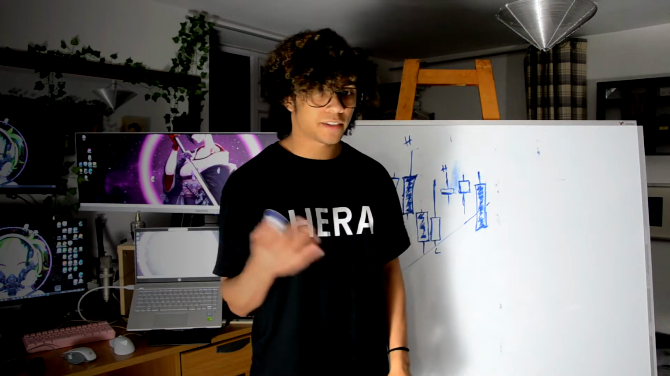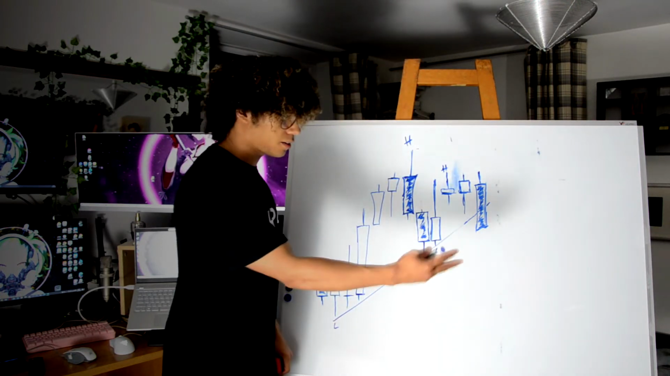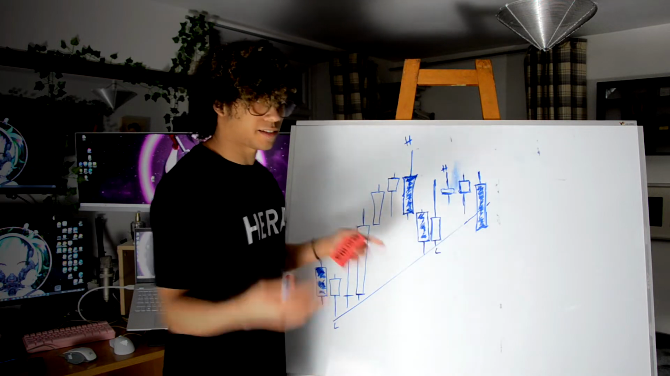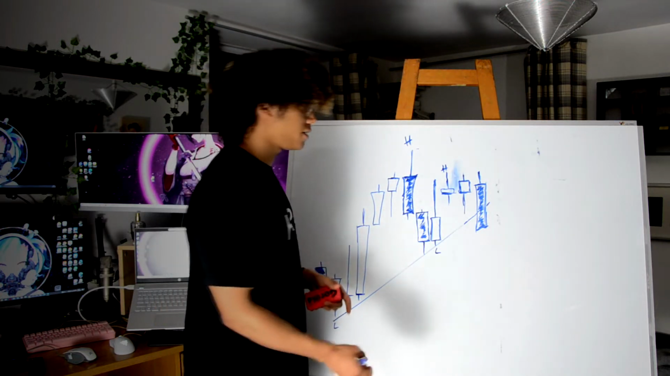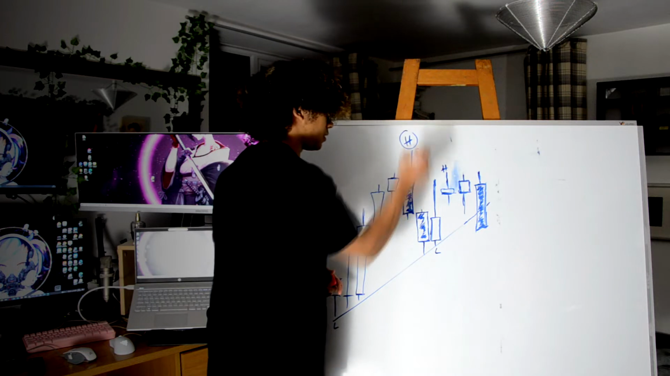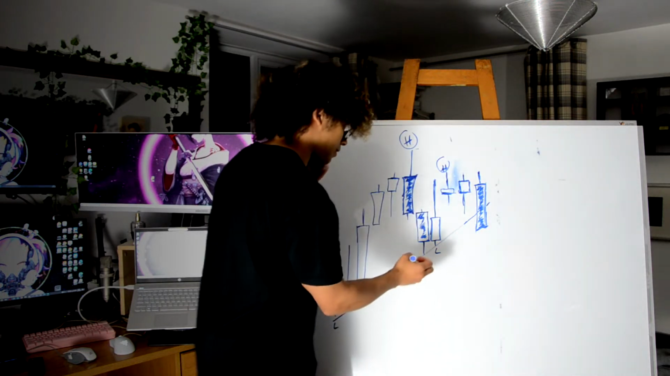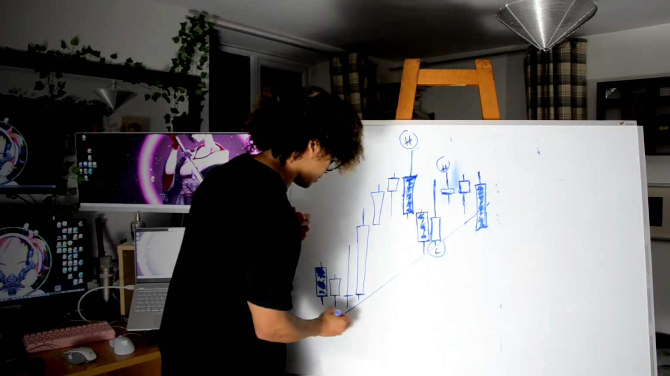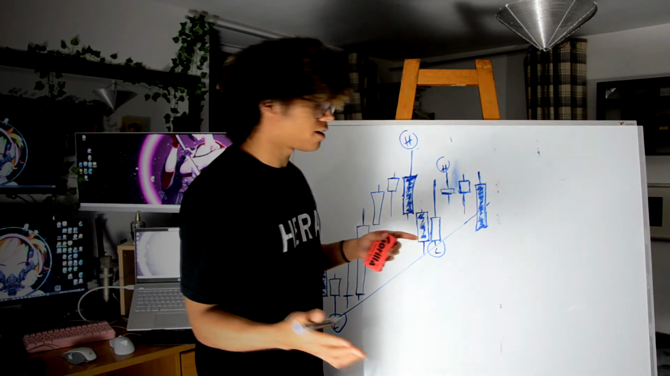Enjoy. So this is a picture of a Demark. This is essentially what a TD point is. A TD point is, well, this is a TD point, this is a TD point, this is a TD point, and this is a TD point. So why are they TD points?